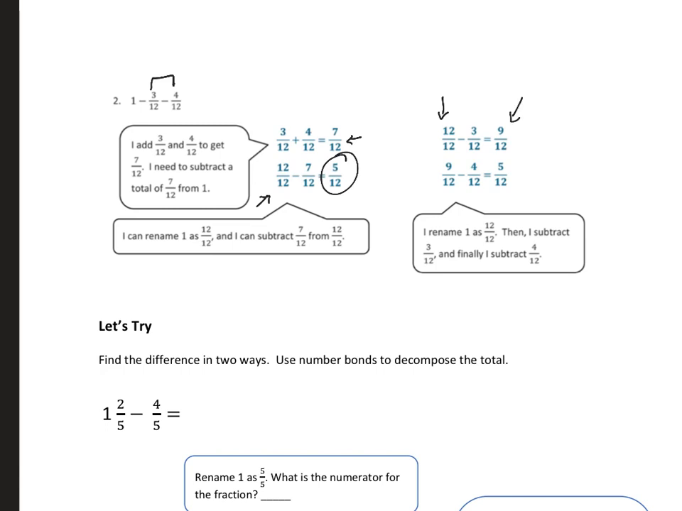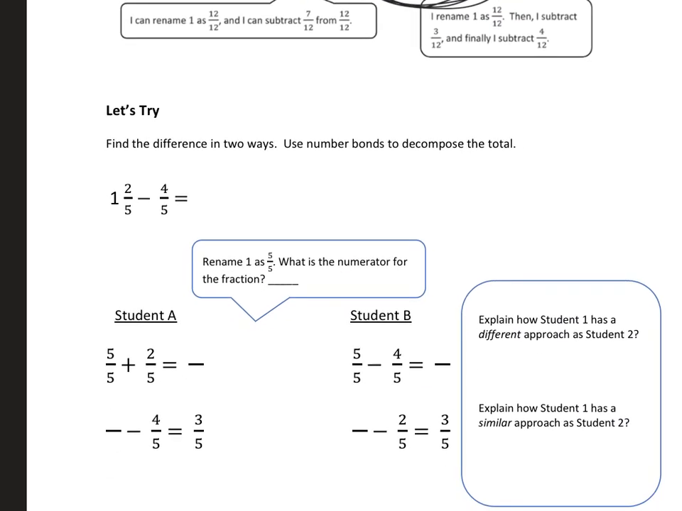Then they said, okay, now I have to subtract 4/12 from 9/12, 9/12 minus 4/12. And then when I do that, I get 5/12. So 5/12 is my final answer. And again, if you notice, we got the same answer, so it doesn't matter which way you prefer to solve it. Okay, so let's go on down to the let's try section.